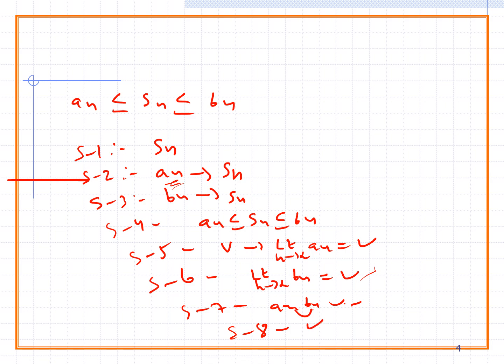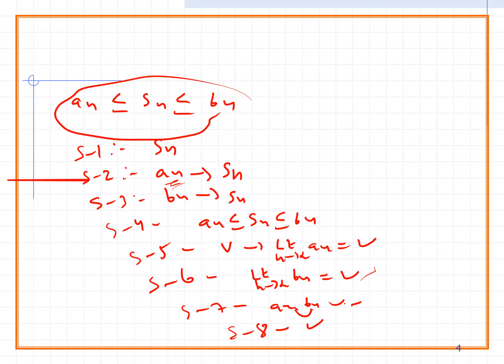So this can be treated as the sandwich theorem. What is the sandwich theorem? An is less than or equal to Sn, which is less than or equal to Bn. Sn is one sequence, and once you apply the limit, you get some value. At the same time, Bn is another sequence; you put n tends to infinity and you get some value. An also, when you put n tends to infinity, you get some value. So the three values should be the same. It is called the sandwich theorem.